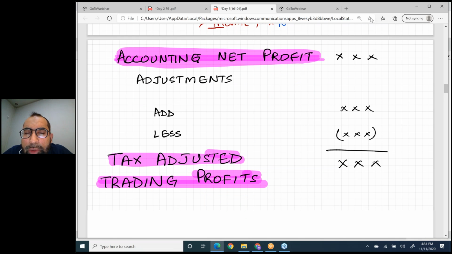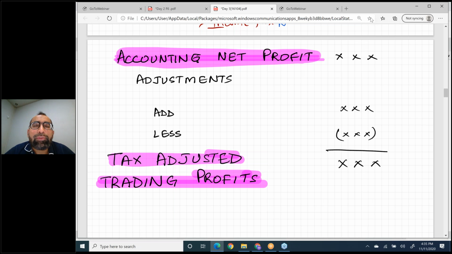Now, quick recap for the trading income chapter. I hope you remember, normally every business keeps an accountant, and the accountant prepares the accounting P&L. And my dear student, the accounting P&L is prepared keeping in mind the rules of accounting. But when you go to the tax department, there are some differences. So then what we have to do, we have to convert accounting net profit into tax adjusted trading profit. See this journey, I call it a journey: accounting profit to tax adjusted trading profit.